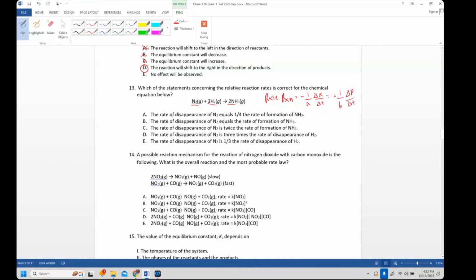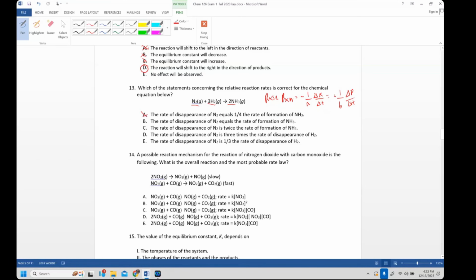And this means that let's look at the answer choices now. The rate of disappearance of N2 equals 1/4 of the rate of appearance of formation of NH3. Now that just doesn't make any sense because it's not a 1 to 4 or a 4 to 1. It's a 1 to 2. So that's automatically wrong. So we don't even have to go over that one.